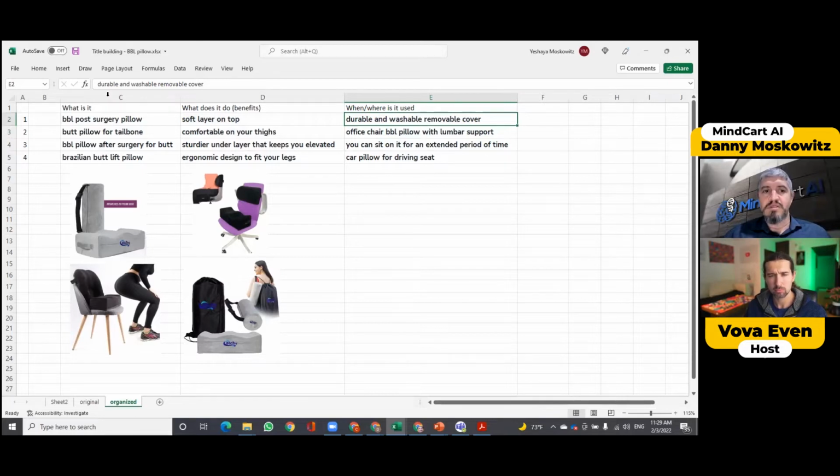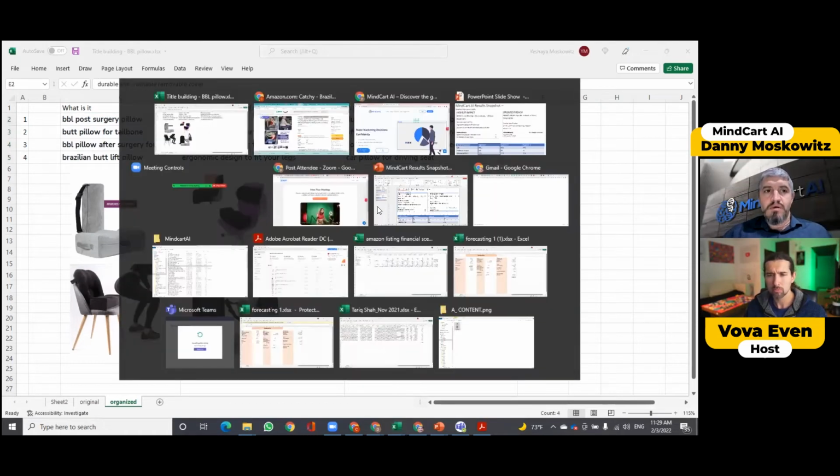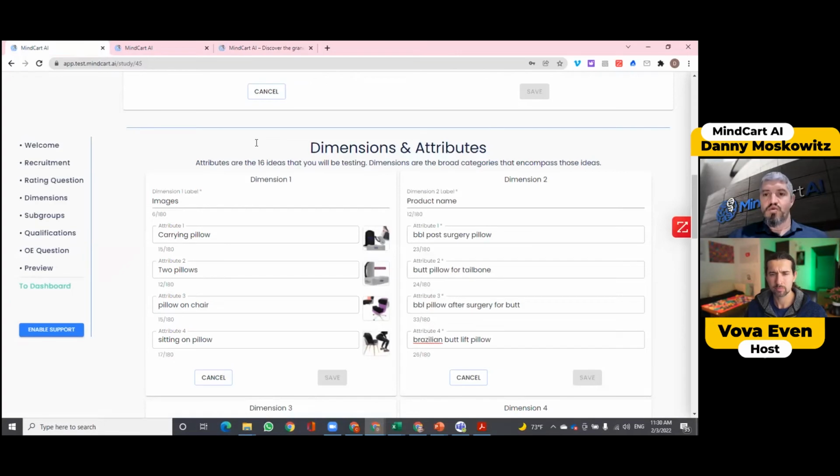I have the images, I have the what it is, the benefits, how I use it, and now I'm going to jump over to MindCart. I'm going to put these into my MindCart.